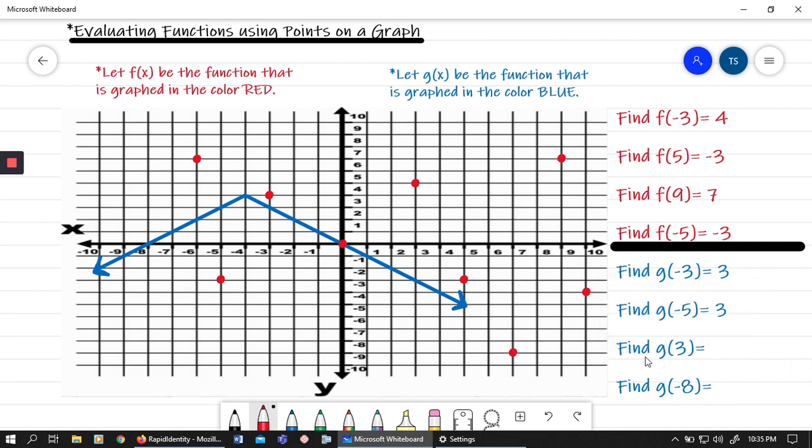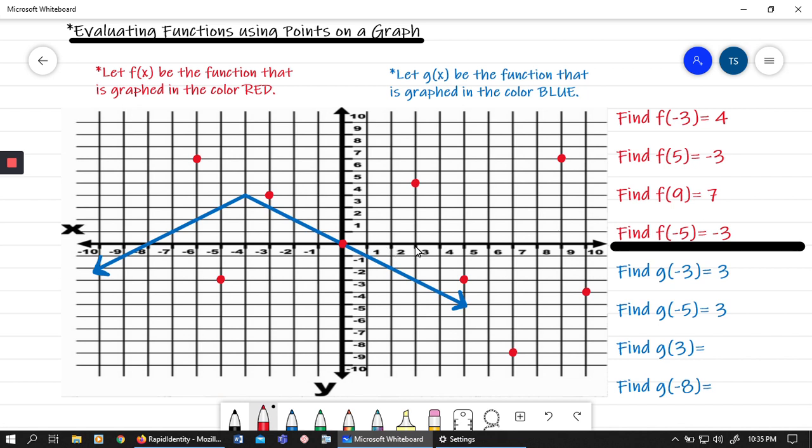Next, we're asked to find g of 3. So again, we go to that x value. So let's do it from the origin. If the x value is 3, we go right 3. That is 1, 2, 3 to the right.